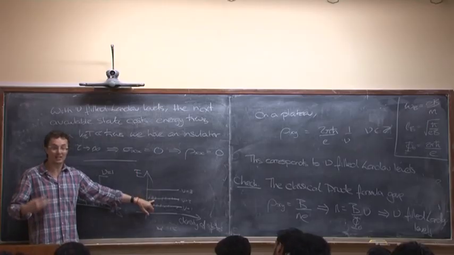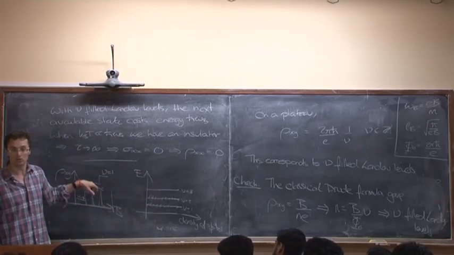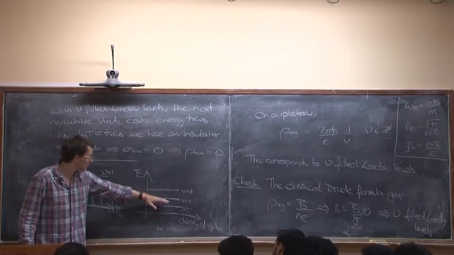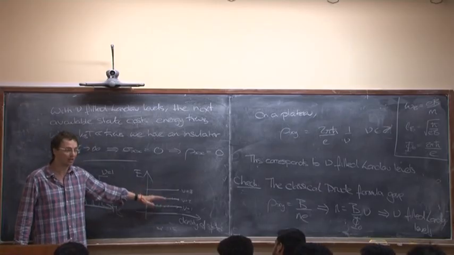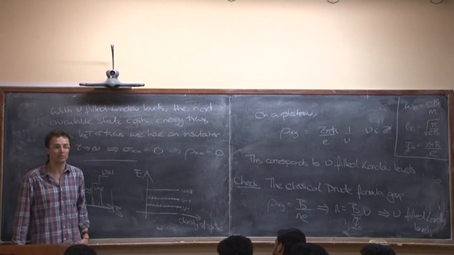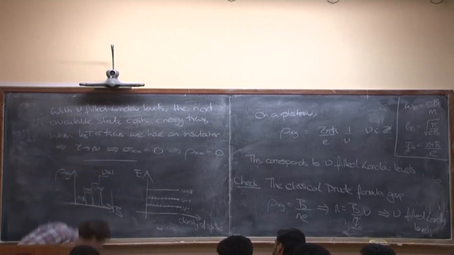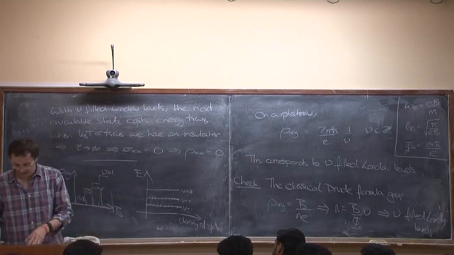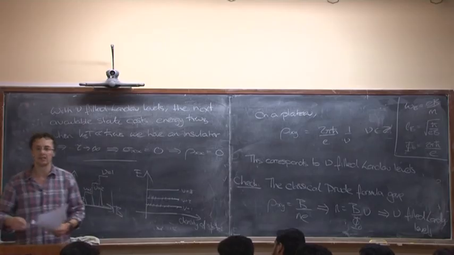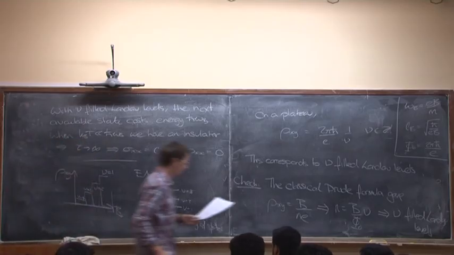So our goal is to try and understand why we're seeing these plateaus at all in quantum Hall physics. It's clear it has nothing to do with filled Landau levels, but it's clear that that alone is not sufficient to explain it. Questions? So that's what we're going to do next.